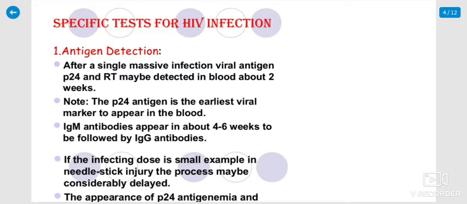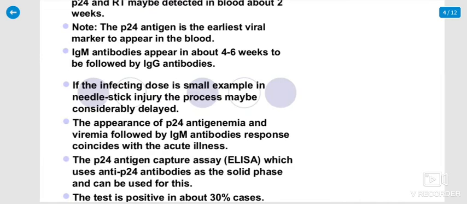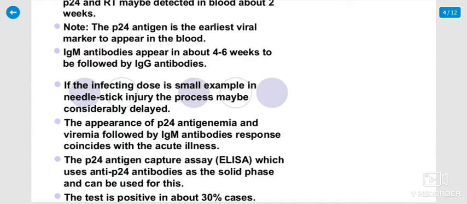Immunoglobulin M antibodies appear in about 4 to 6 weeks, to be followed by immunoglobulin G antibodies. If the infecting dose is small, for example in needle stick injury, the process may be considerably delayed.